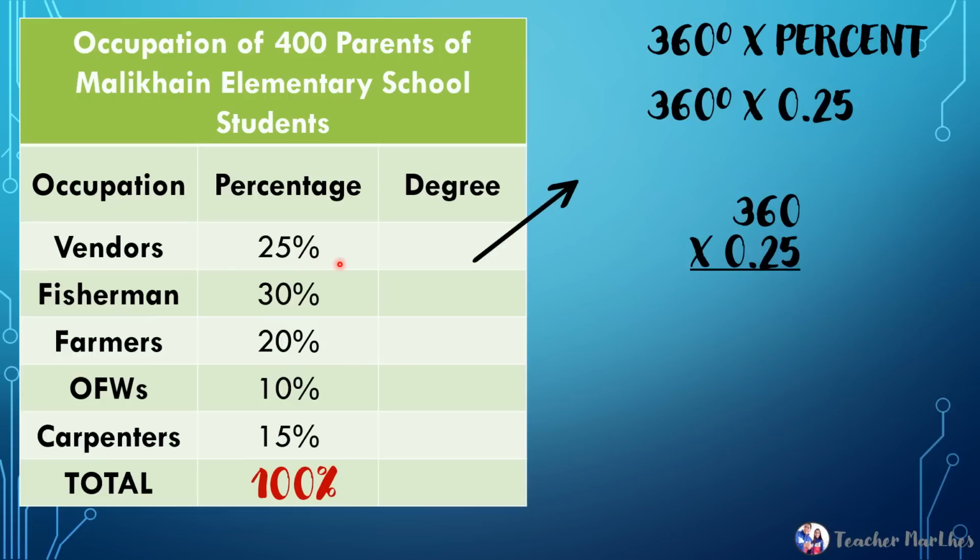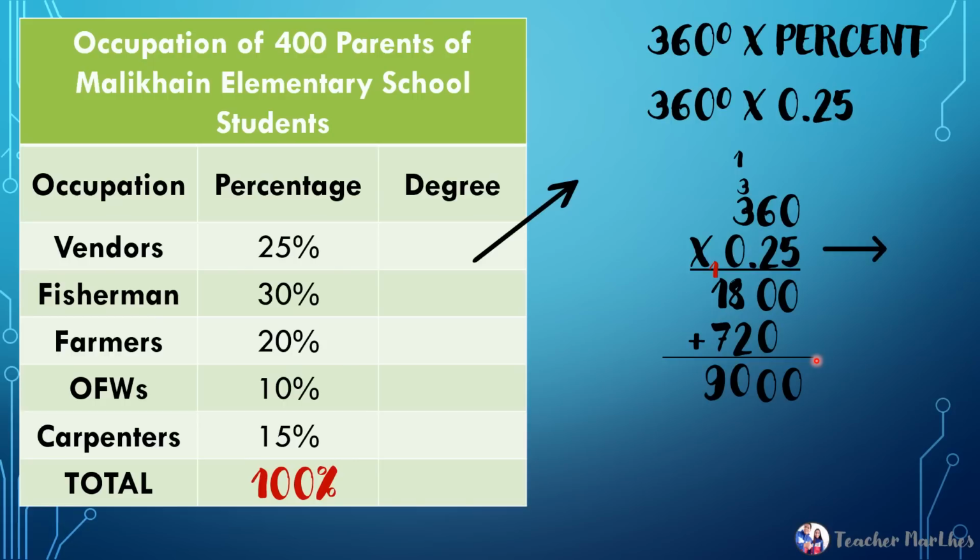So 360 times 0.25. 5 times 0 is 0. 5 times 6 is 30. Carry 3. Then bring down 0. 5 times 3 is 15. Plus 3 is 18. 2 times 0 is 0. 2 times 6 is 12. Carry 1. Bring down 2. 2 times 3 is 6. Plus 1 is 7. So ipa-plus natin. So we have 0, 0, 10, carry 1, bring down 0. 1 plus 1 plus 7 is 9.